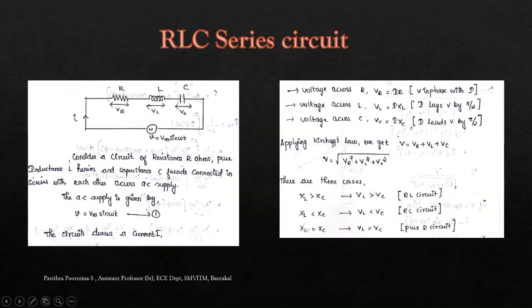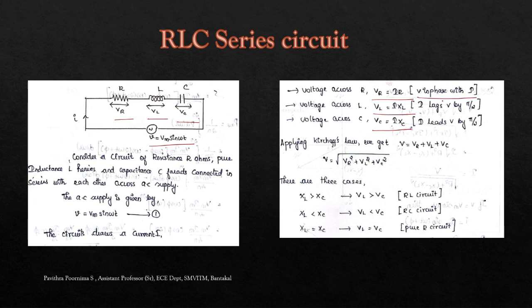Next, the RLC series circuit. The RLC series circuit is a combination of resistor, inductor and capacitor across a single phase voltage supply V equal to Vm sin omega t. We have three voltage drops: VR, VL and VC. The current is the same for RLC, while voltages are different. The voltage across the resistor is IR, across the inductor is IXL, and across the capacitor is IXC.